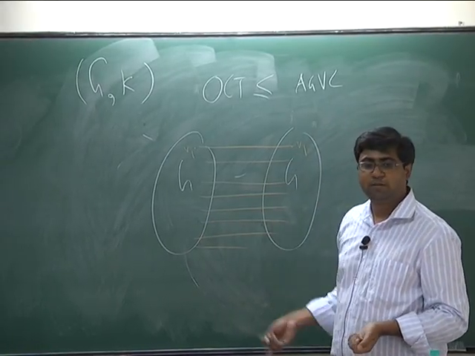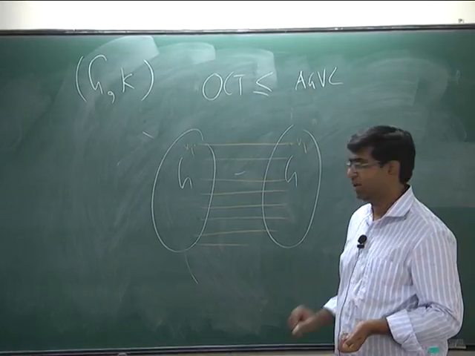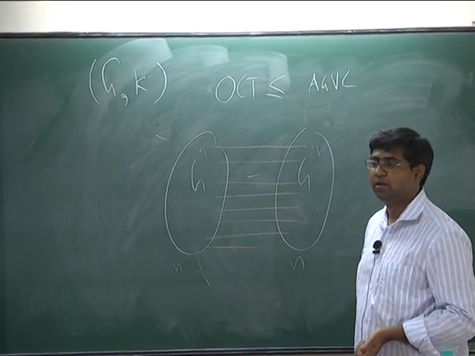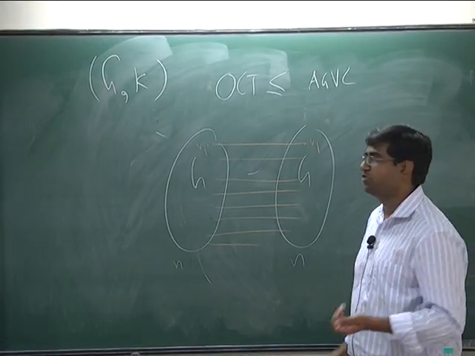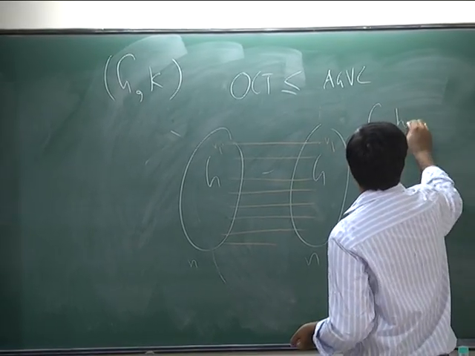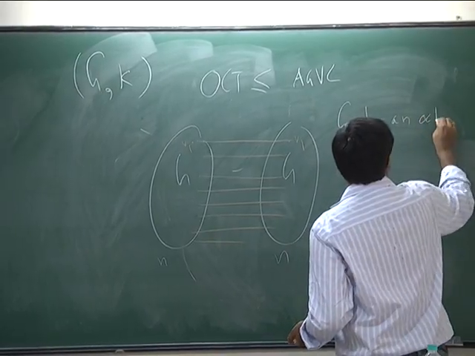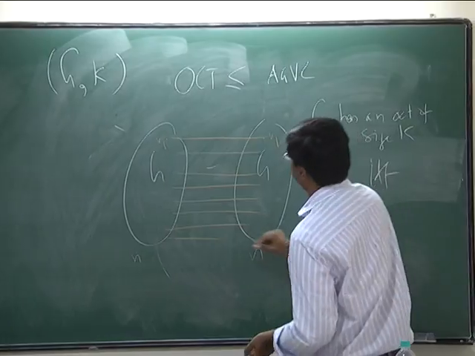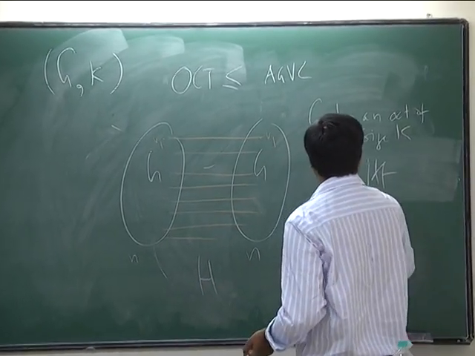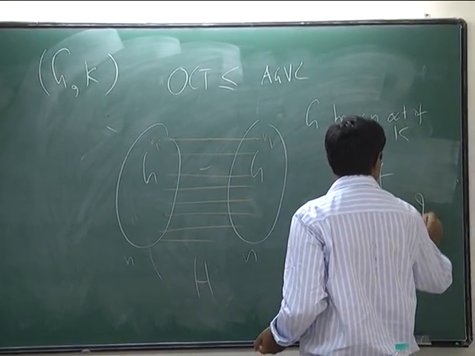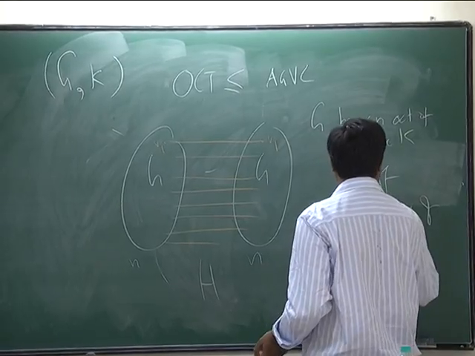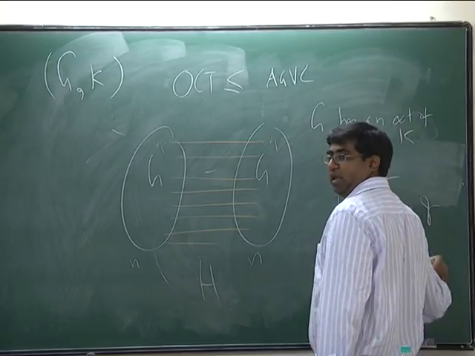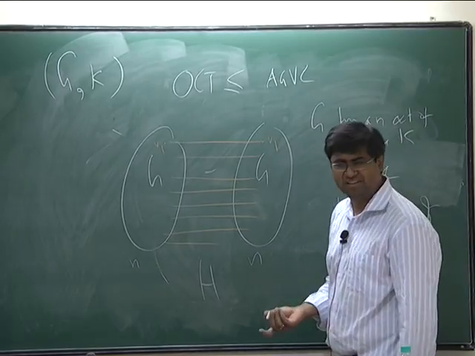Now, what is the maximum matching in this graph? If I started with an n vertex graph, it has a perfect matching. Now, what you can show is that G has an odd cycle transversal of size k if and only if, let's call this graph H, H has a vertex cover of size n plus k, which is nothing but perfect matching plus k. Okay? The reduction is very simple.